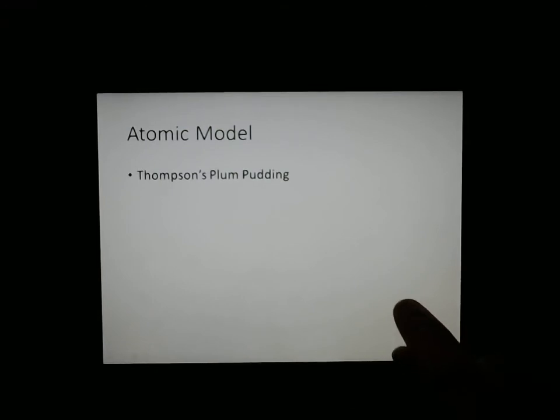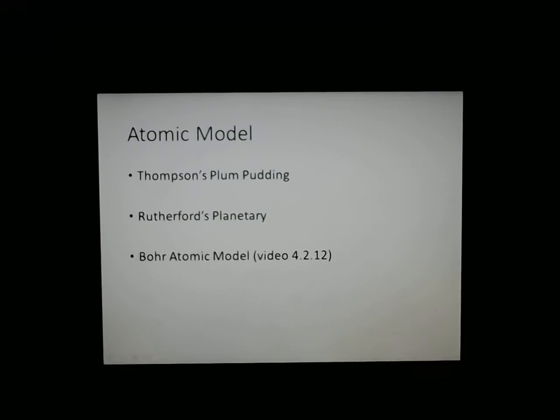So, in Year 9, we learnt about different models of the atom and how they progressed over the years. Now, for this topic, you need to know about 3 of them in order to explain how the evidence contributed to the development of the models. The 3 models you need to know about are Thomson's plum pudding model, Rutherford's planetary model, and the Bohr atomic model, which will be coming in the next video, 4.2.12. So they won't be covered in this one, just the first 2 in this video.